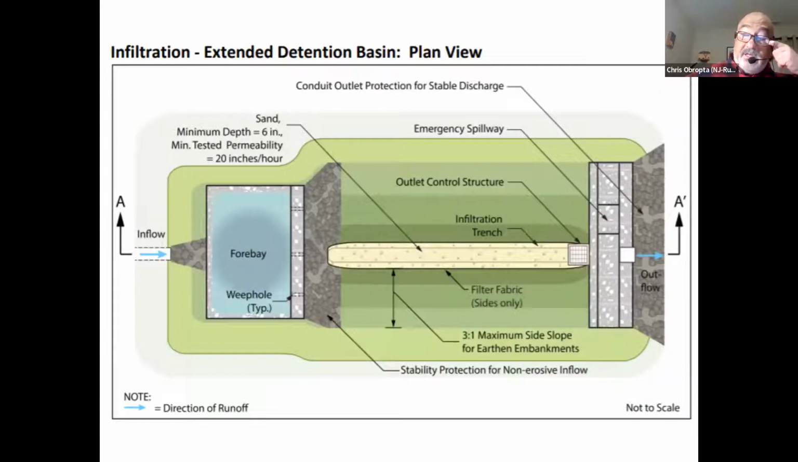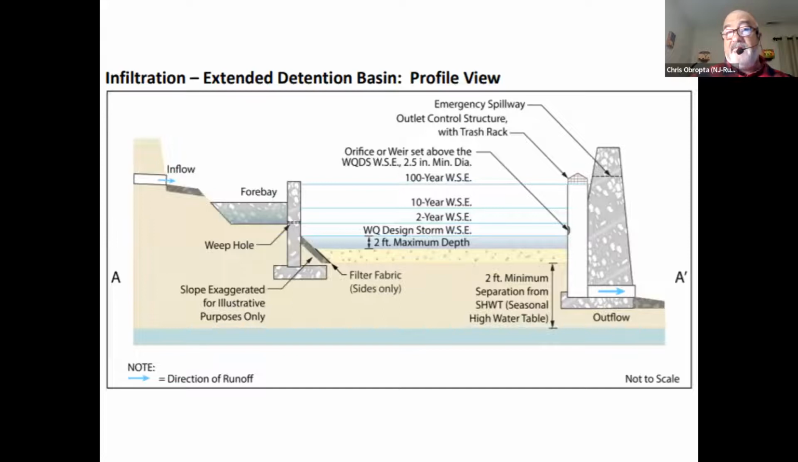You can build these into bigger systems so they can also manage the 2, the 10, 100-year storm, like shown here, but you always need that forebay, which is shown here in the picture, which will catch the water. A lot of stuff will settle out in the forebay before it goes into your infiltration system.